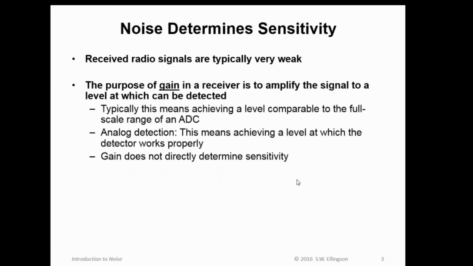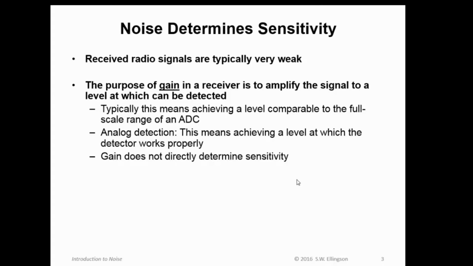So first, noise determines sensitivity. Received radio signals are typically very, very weak. The purpose of gain in a receiver is to amplify the signal to a level at which it can be detected. Typically this means achieving a level comparable to the full scale range of an analog to digital converter, assuming your receiver uses an analog to digital converter.